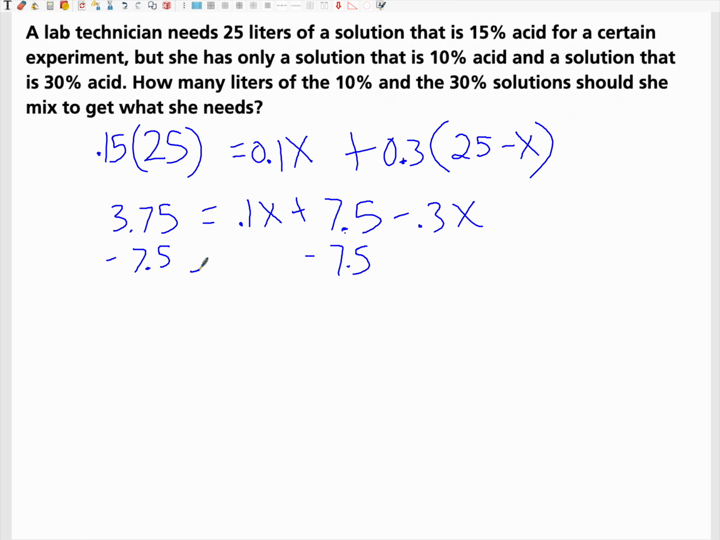So 3.75 minus 7.5. Help me out, a couple of you have calculators. 3.75 minus 7.5 is negative 3.75. Oh yeah, that makes sense. Equals negative 0.2x. Okay? Wait, 0.1x minus 0.3x is negative 0.2x. Okay, what's my last step? Divide by negative 0.2.